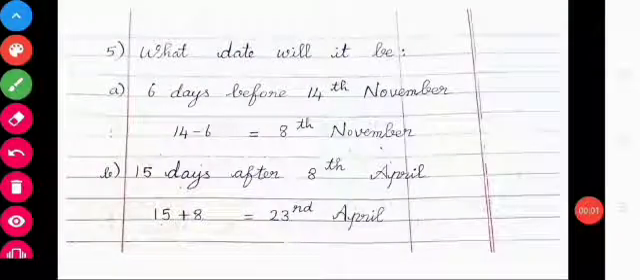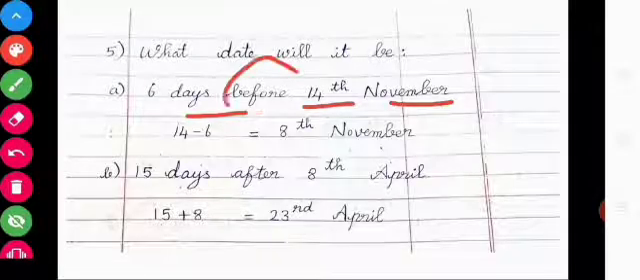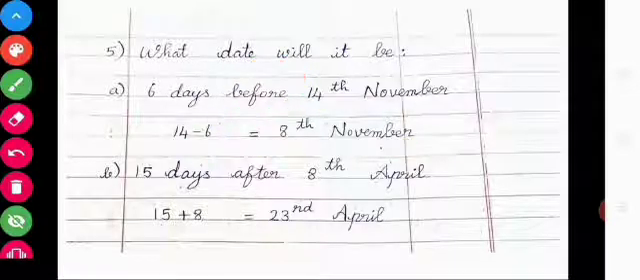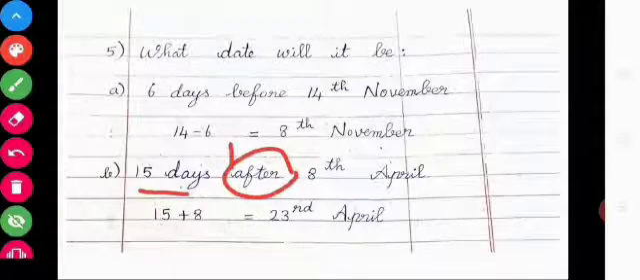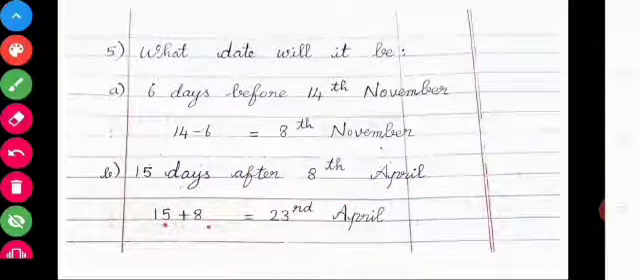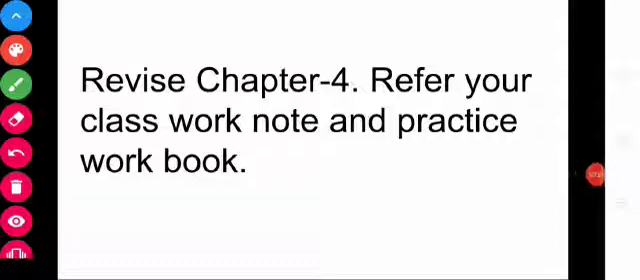The next one, what date will it be? 6 days before 14th November. Before, do the subtraction. So 14 minus 6 is equal to 8th November. 15 days after. After, do the addition. 15 days after 8th April. So 15 plus 8 is equal to 23. Yes, 23rd April.